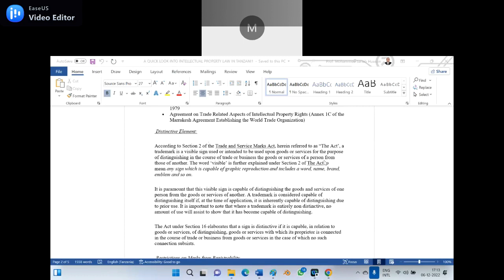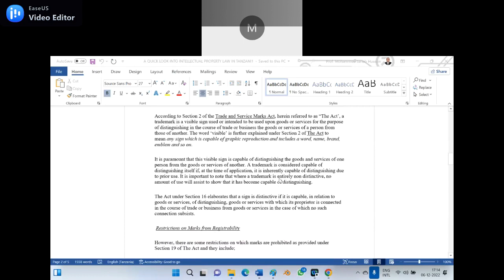For instance, take motor vehicles: there are different logos. Benz has a different logo, Toyota a different logo, Mitsubishi a different logo, Ford a different logo, Jaguar a different logo, because it distinguishes the products from one to another. The word visible is further explained under section 2 of the Act: it means any sign which is capable of graphic reproduction, that can be seen with our naked eye, and includes a word or a name or a brand or emblem and so on, or logo.